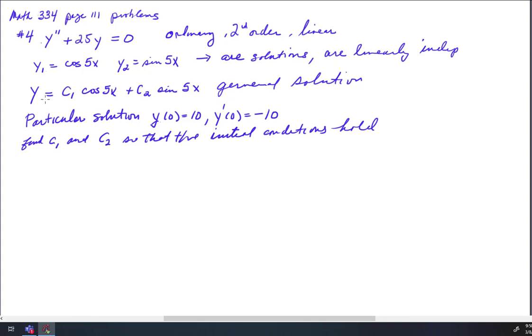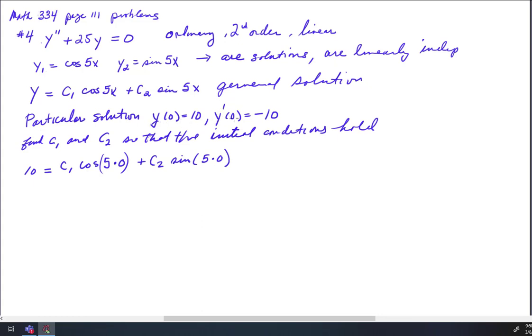Let's write down what y would look like if we substituted the initial conditions here. So I would have 10 is equal to C1 cosine 5 times 0 plus C2 sine 5 times 0. So that would be substituting in y of 0 equals 10.